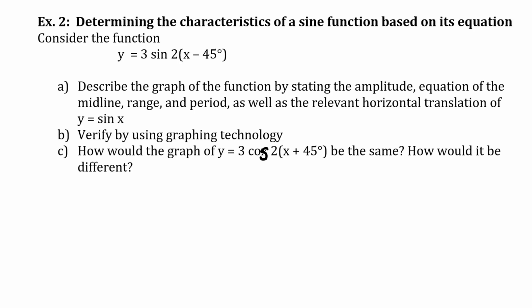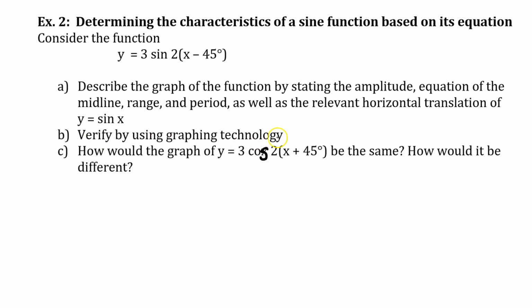Example number 2, determining the characteristics of a sine function based on its equation. So consider the function y equals 3 sine 2 times x minus 45 degrees. Describe the graph of the function by stating the amplitude, equation of the midline, range, period, as well as relevant horizontal translation of y equals sine x.